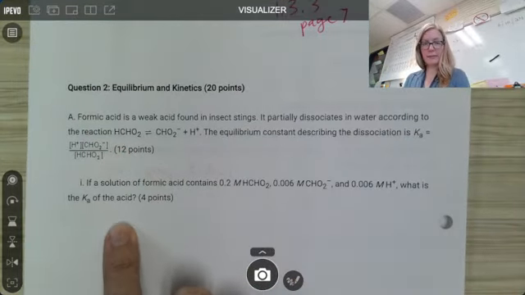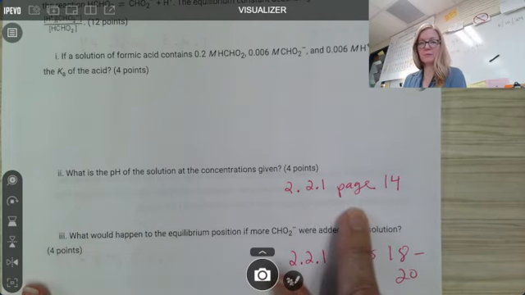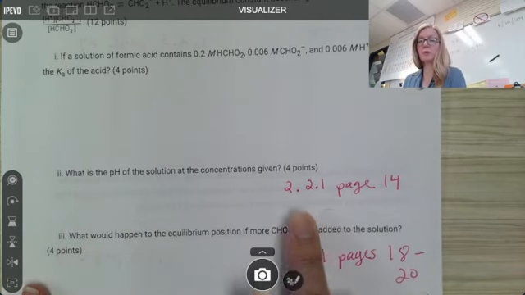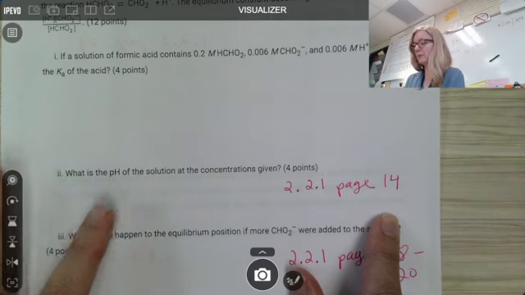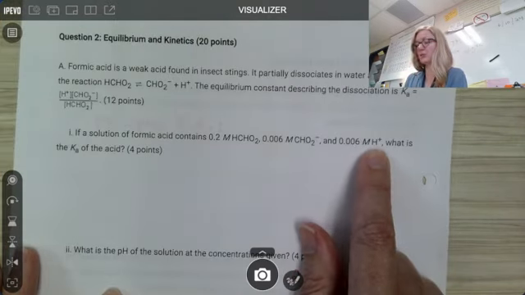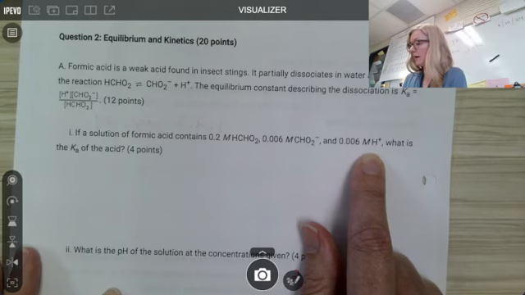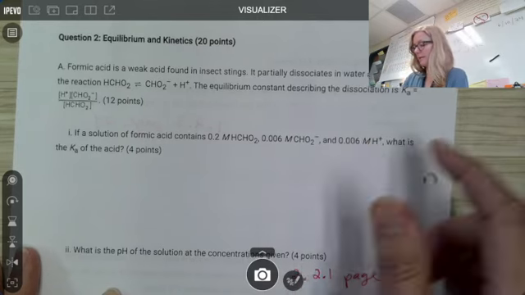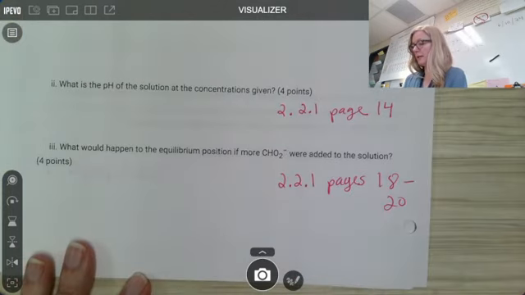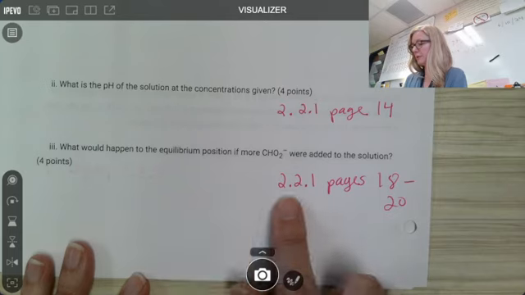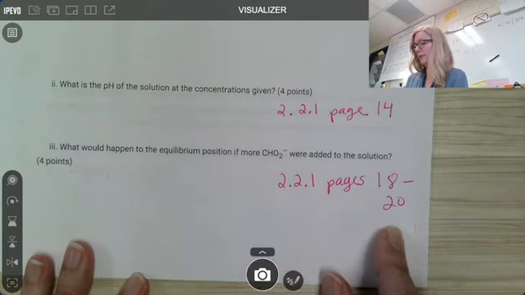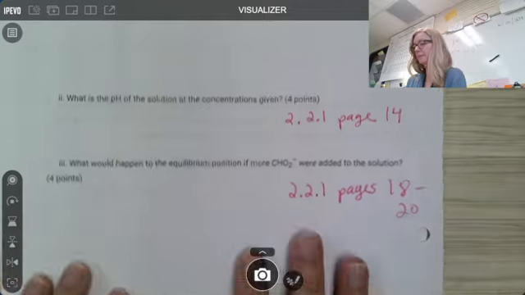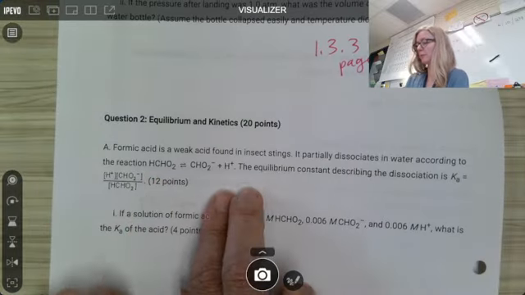And then to calculate the pH, look for the formula on 2.2.1, page 14. And again, the pH formula just focuses on the concentration of the hydrogen ion. So you're going to use that in the pH formula. And then for part 3, look at 2.2.1, page 18 through 20 that tell you how it affects the equilibrium when you add more reactant or when you add more product.